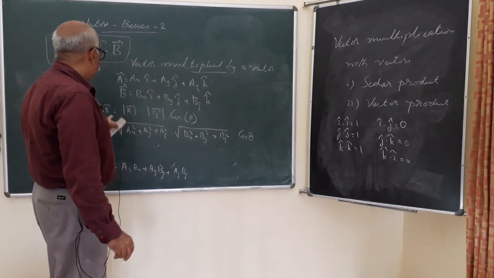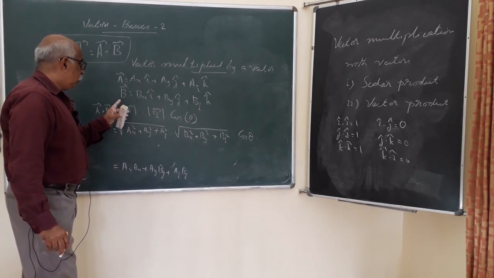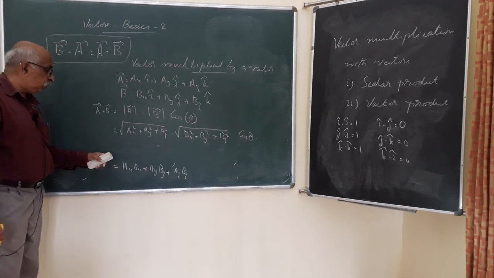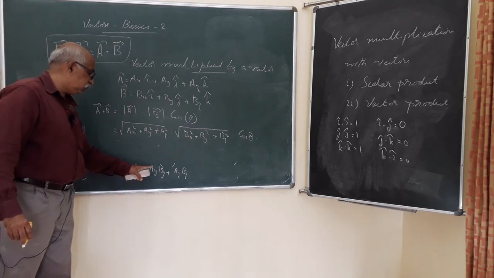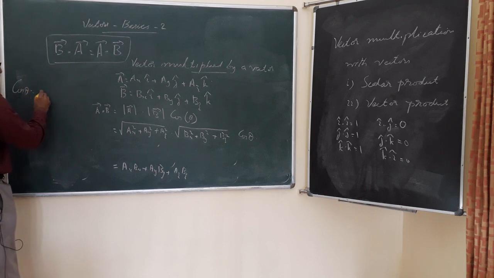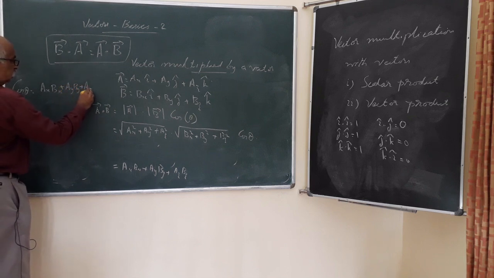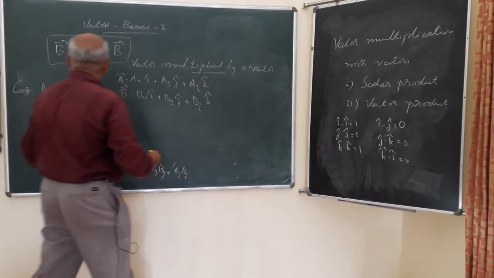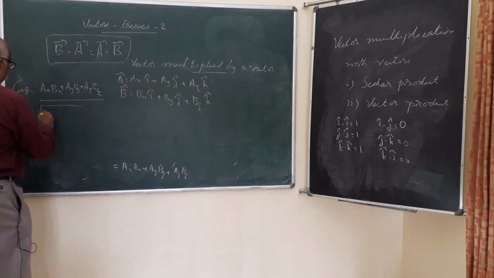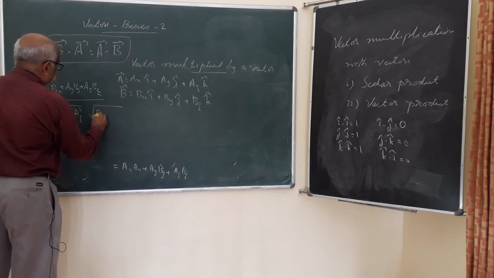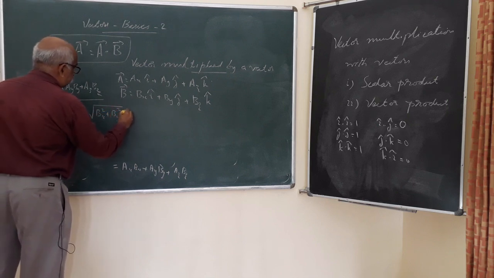That is, A dot B can be defined in terms of the magnitudes and the angle between them, like this, and in terms of the dot product of the components with each other, we find it to be Ax Bx plus Ay By plus Az Bz. Therefore, these two are equal. Therefore, cos theta is equal to Ax Bx plus Ay By plus Az Bz divided by square root of Ax square plus Ay square plus Az square multiplied by square root of Bx square plus By square plus Bz square.